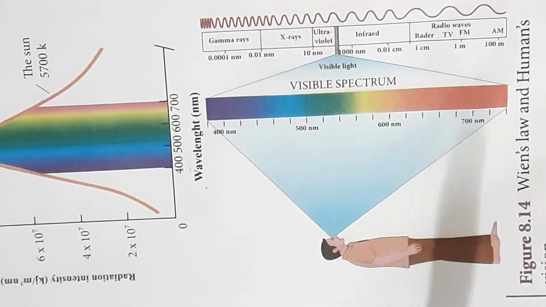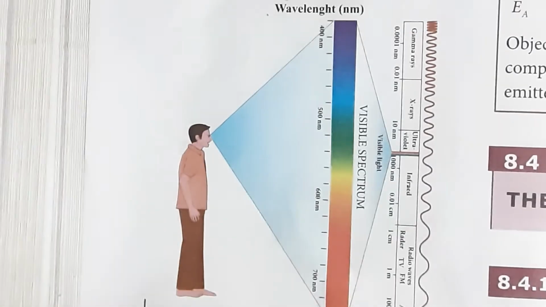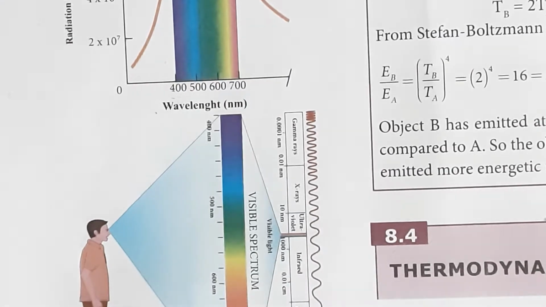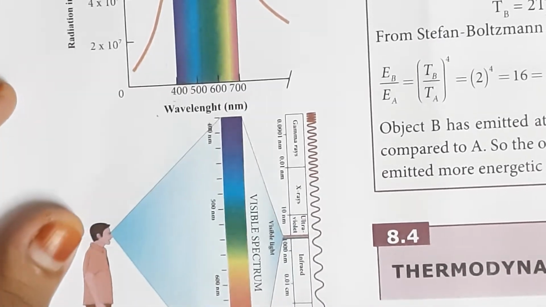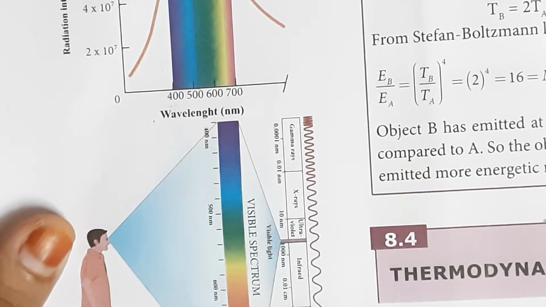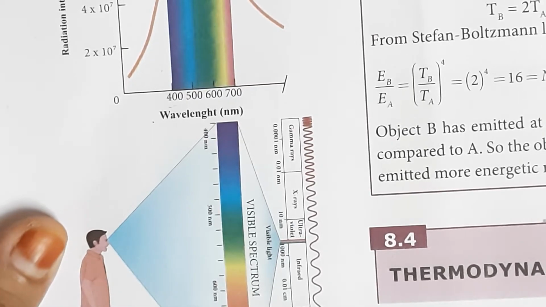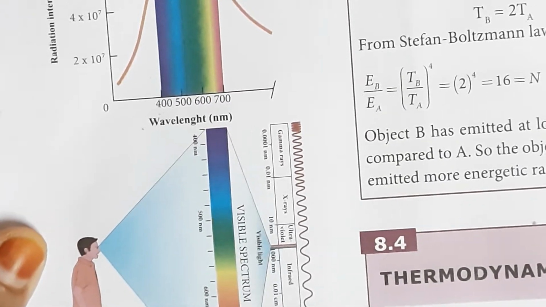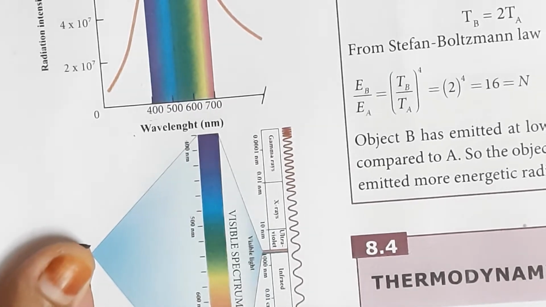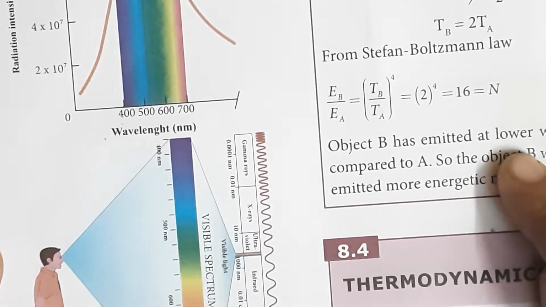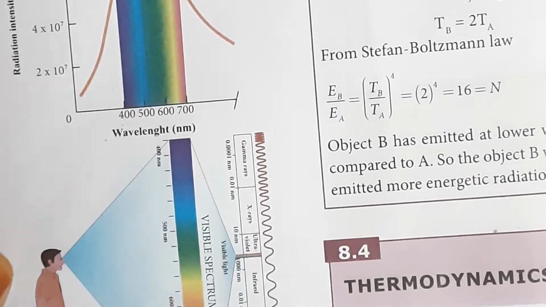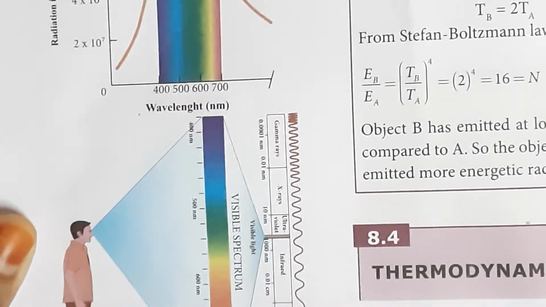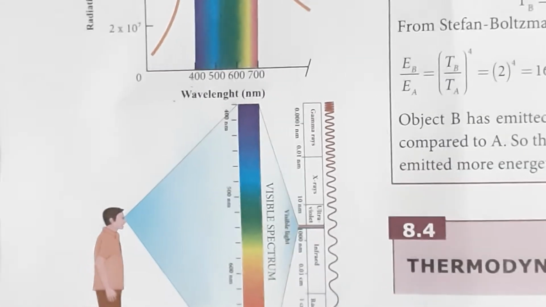Wien's law and human vision. So we can understand that the human eye is sensitive only to visible light, not to X-rays or infrared rays. If humans had evolved on another planet, like near the star Sirius, they might have had the ability to see ultraviolet rays. So this is about Wien's law and vision.